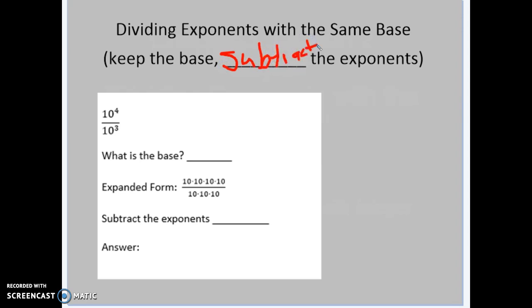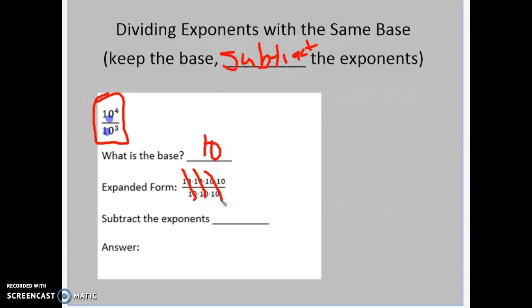So if I have 10 to the third and 10 to the fourth as a division problem here, the first thing I ask myself is, is the base the same? Yes, they're both 10s. So that means my base is a 10. What this looks like in expanded form is, as the numerator we have 10 times 10 times 10 times 10, and as the denominator we have 10 times 10 times 10. Well, we know that 10 divided by 10 is 1, 10 divided by 10 is 1, 10 divided by 10 is 1, so we're canceling out.